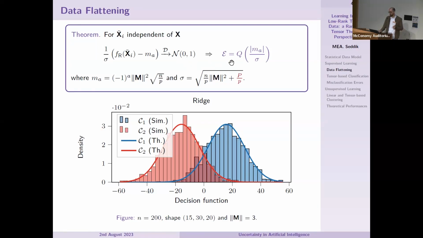And we can compute the classification error using the Gaussian tail function like this. Here we see that the error will depend on two parameters, basically the means and the variance, which depends on the ratio big P over small p. In the regime we considered, if the dimensions grow to infinity, this variance will explode, because the product of the dimensions will get much higher than the sum of the dimensions.